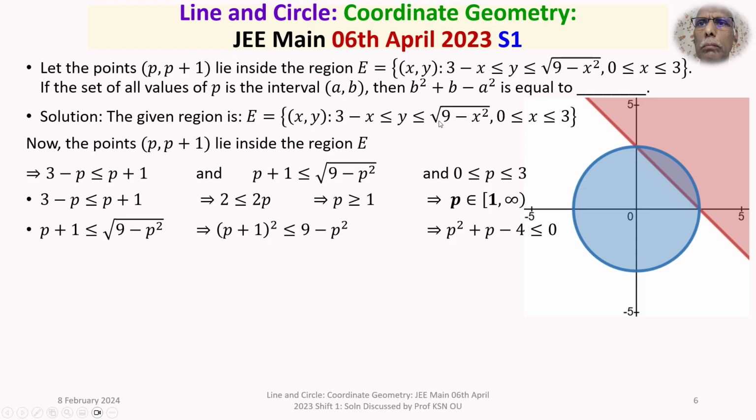Y is less than or equal to another square root of 9 minus p square. Squaring on both sides and simplifying, we'll get a quadratic equation: p square plus p minus 4 less than or equal to 0. So let's take equal to, we'll get a quadratic equation in p.